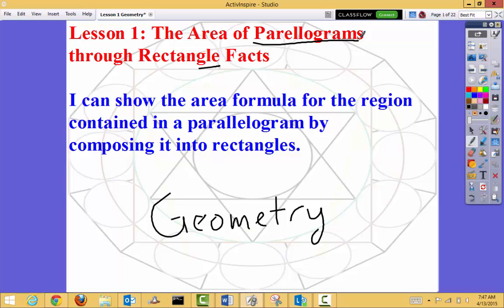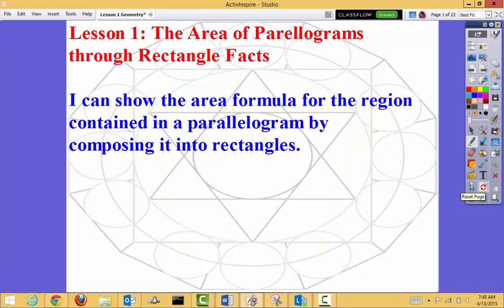Our I-can statement is the area of parallelograms through rectangular facts. So our I-can statement is: I can show the area formula for the region contained in a parallelogram by composing it into rectangles. So what we're going to be doing is taking a parallelogram. If you don't remember what those are, we'll review it. And we're going to be composing, which means to make, we're going to be making it into rectangles.